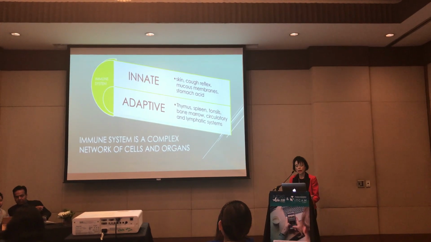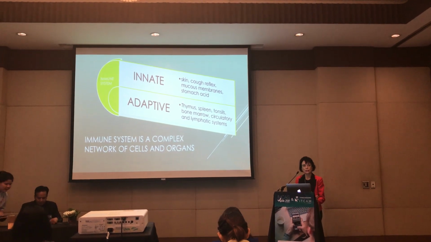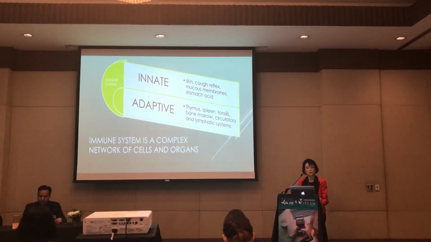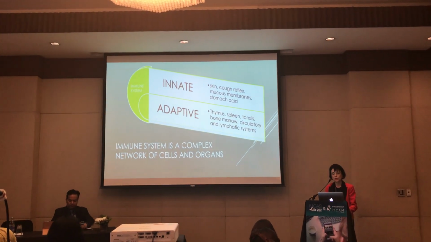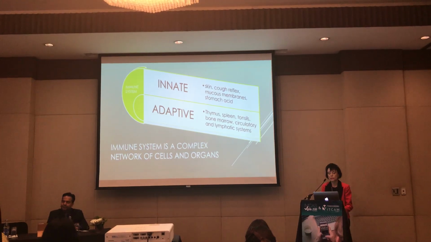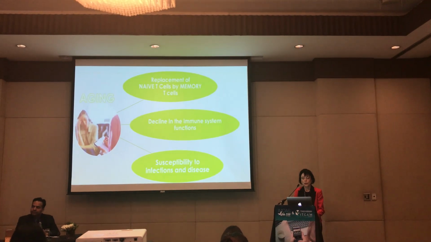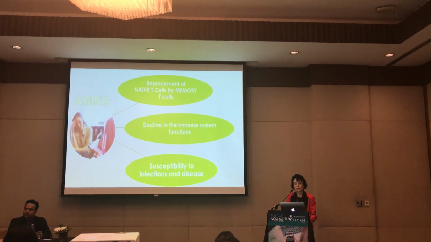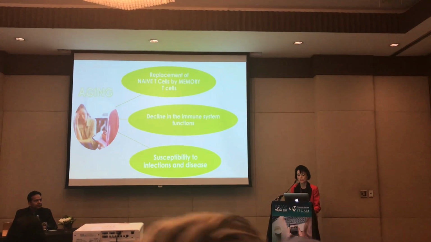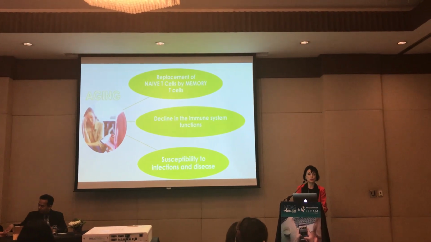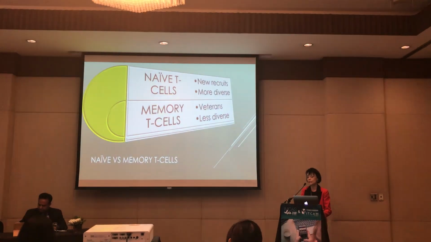The immune system is a complex network of cells and organs. The innate represents the skin, cough reflex, mucous membrane, stomach acid cells, and the adaptive represents the thymus, spleen, tonsils, bone marrow, circulatory and lymphatic systems. Now, aging happens because the naive cells are replaced by memory T cells. There is a decline in the immune system functions, and there is susceptibility to infections and disease.